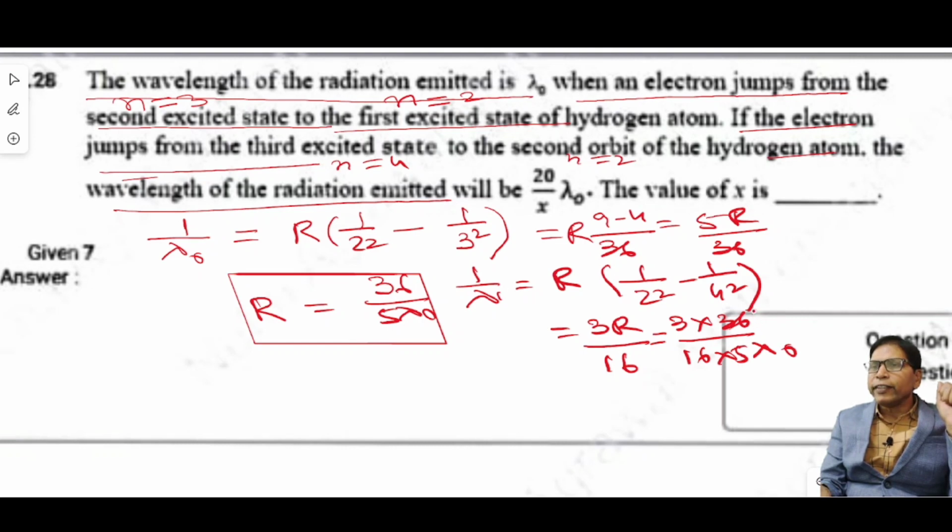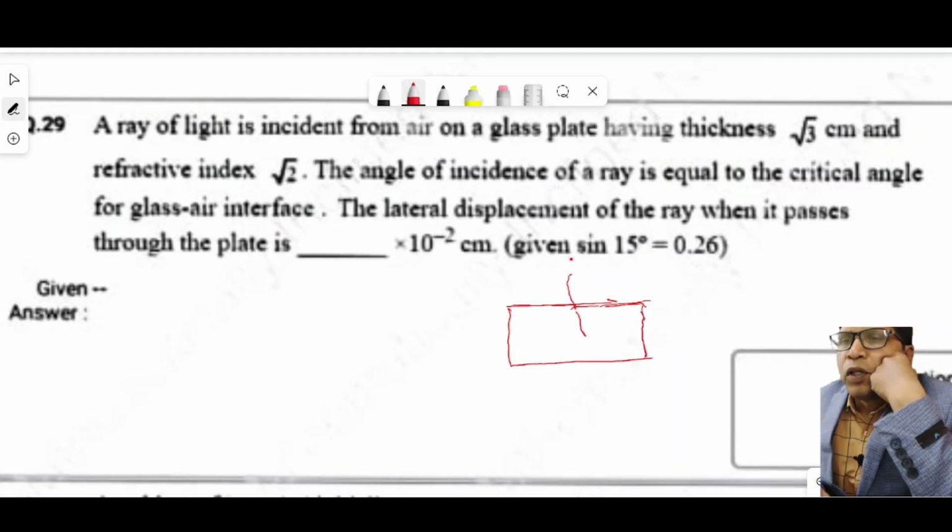Now, look at this. This is the 36, this is the 16, so this is the 9 and this is the 4. So, λ' equals 20λ₀/27. So, here x equals 27. Okay. Understood? Next.